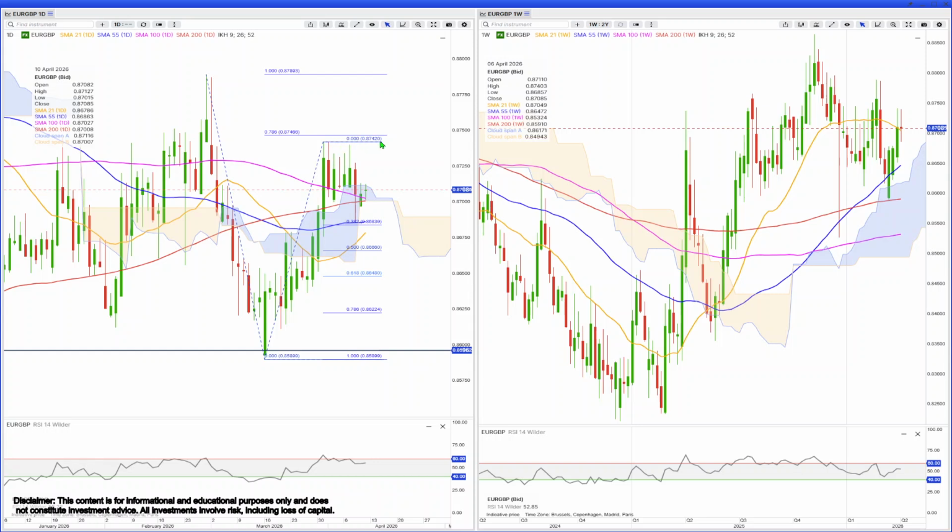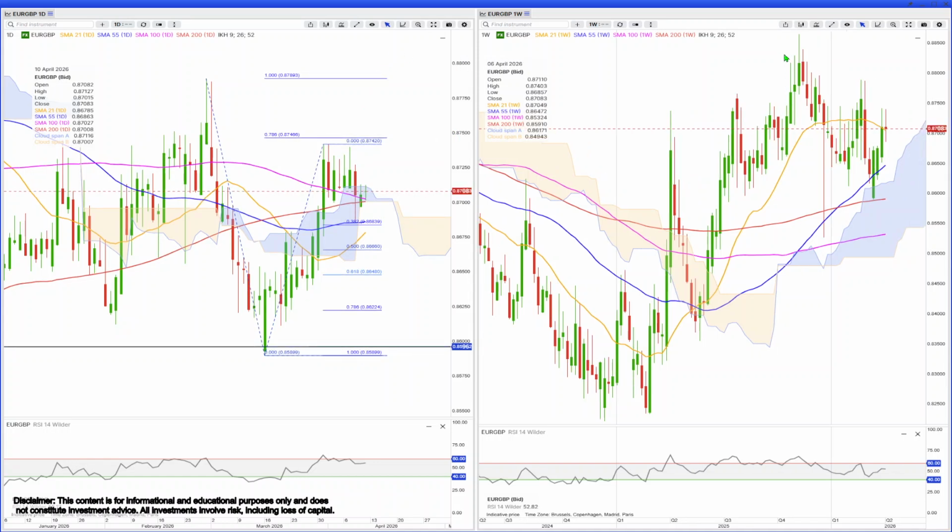If it takes that out, 87.50, well, then we could see a strong push up towards 88, possibly higher. And also here on the weekly, yes, we had a corrective downtrend, bounced off the 200 moving average, still positive sentiment on the RSI.